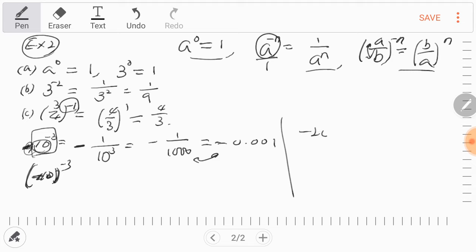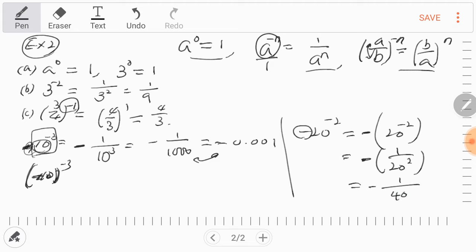Okay, then let's try another one. Negative 20 to the negative 2 power. Then this negative is outside. So same thing as this one, negative times 20 to the negative second power. The parenthesis is 1 over 20 squared. So negative 1 over 400. Okay, so keep in mind that negative is outside the exponential form.